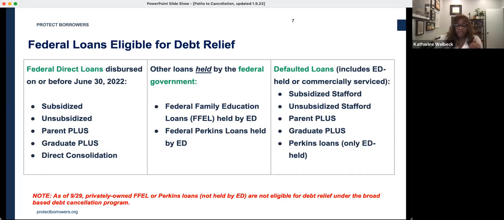One really quick tip to determine whether or not your loans qualify: if you had loans that were paused over the course of the pandemic, due to the payment pause, your loans are eligible for this cancellation program pending the decision in the courts.